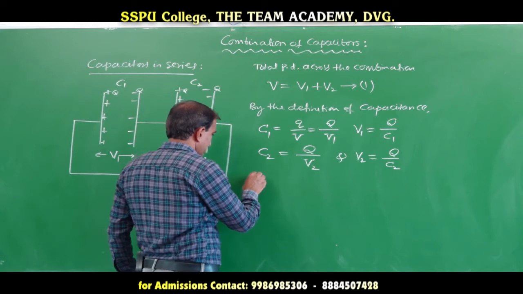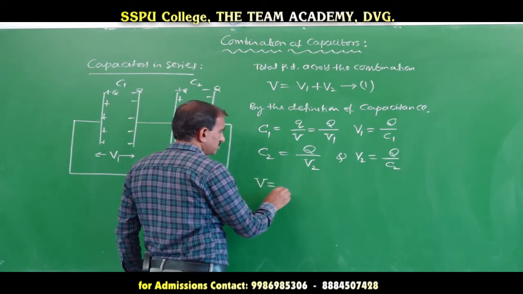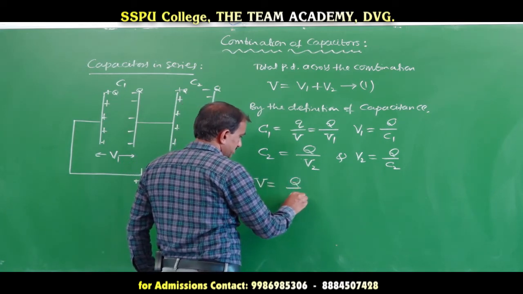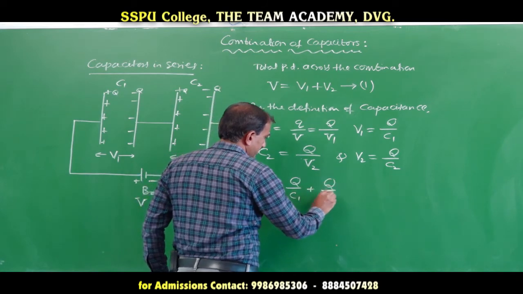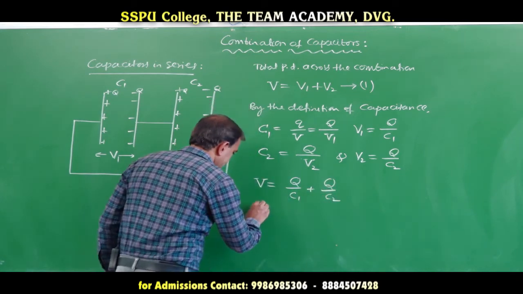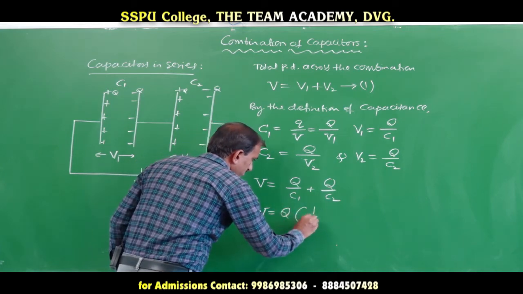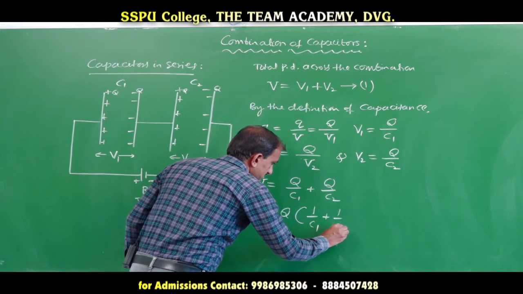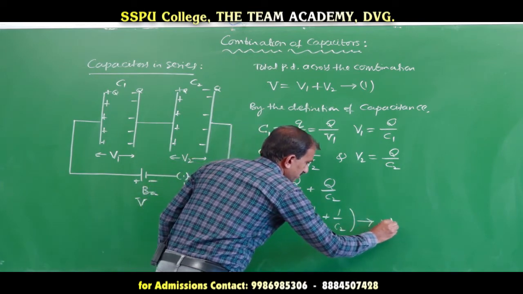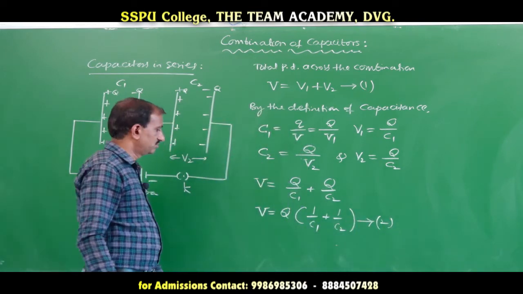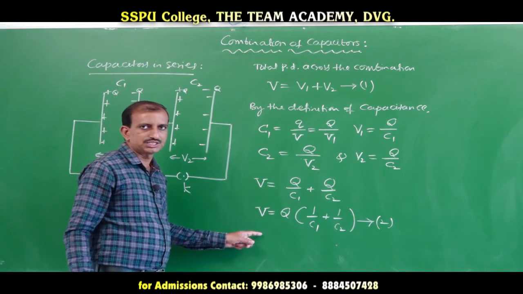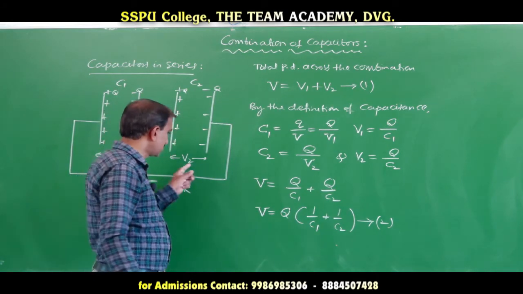So equation 1 becomes V is equal to Q by C1 plus Q by C2, or it can be written as V is equal to Q into 1 by C1 plus 1 by C2. Call this equation number 2. Now this is the total potential difference across the combination.